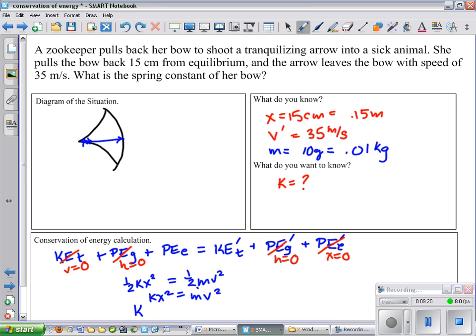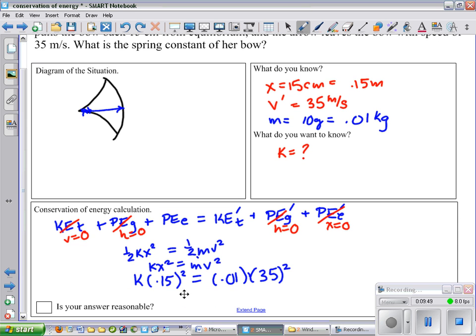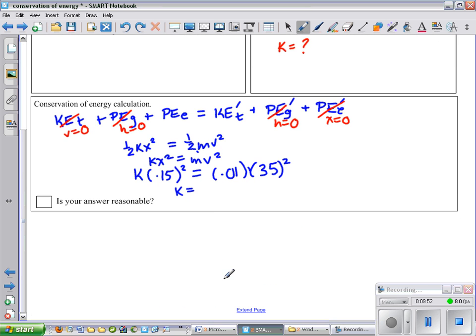Alright, now we can keep going. K times stretch in meters, so our units are compatible, 0.15 squared equals mass 0.01 kilograms times speed, we do know speed, 35 squared. So when I put that in the calculator, we get, just to simplify one more step, K equals 0.01 times 35 squared divided by 0.15 squared. Be careful of your order of operations when you do this.